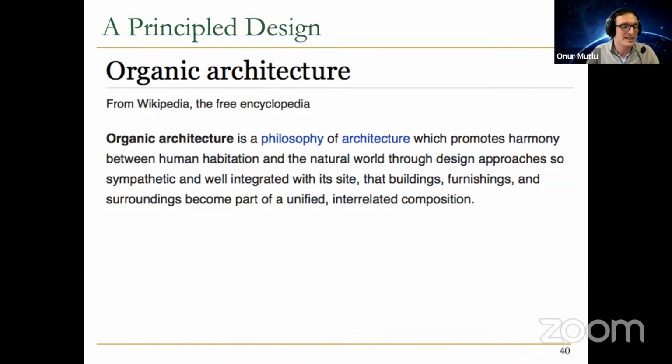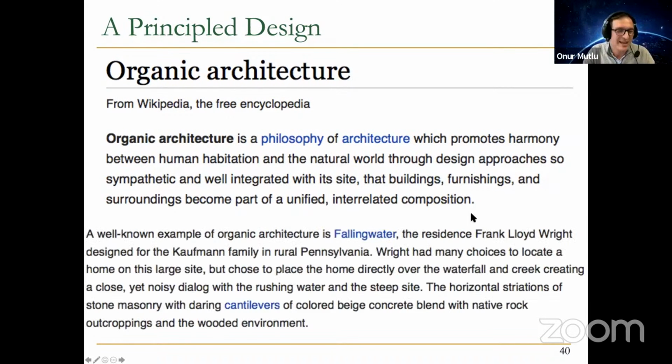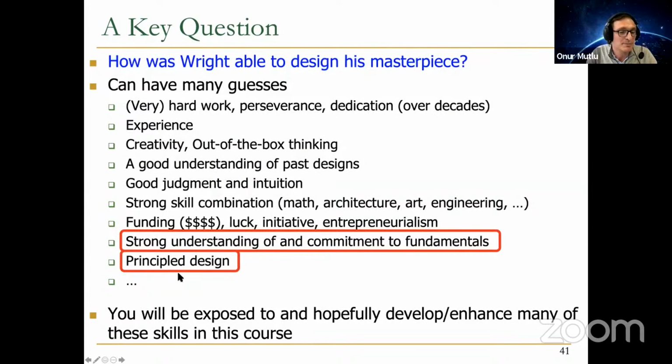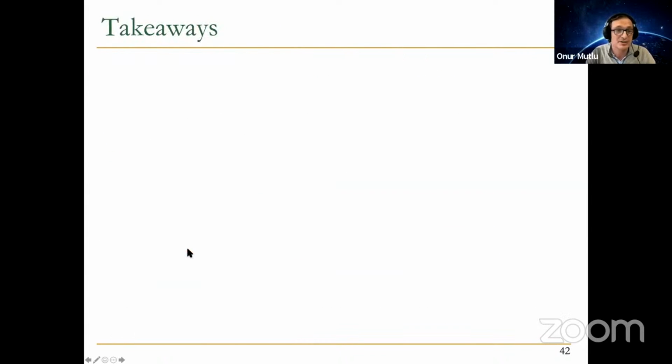And this is the design principle, organic architecture. It's a philosophy of architecture which promotes harmony between human habitation and the natural world through design approaches so sympathetic and well integrated with its site that buildings, furnishings, and surroundings become part of a unified, interrelated composition. This is a nice piece of writing, by the way. I'm not going to talk about this more, but basically, I already said that this is well integrated with the nature, with the waterfall on top of which it is built. So we're going to talk a lot about principled design and strong understanding and commitment to fundamentals.